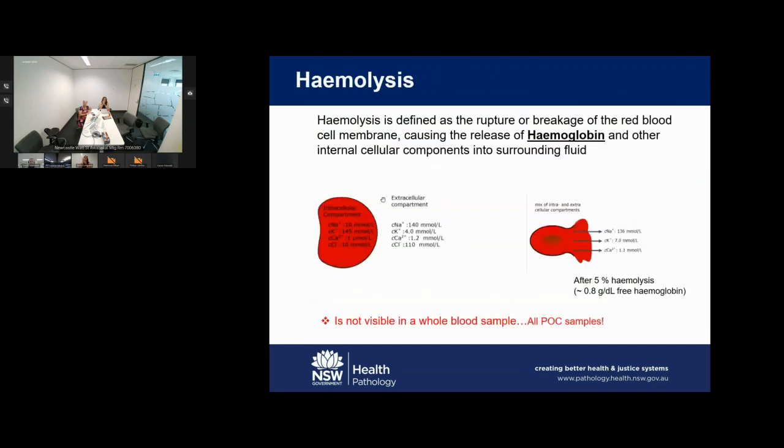And for those that don't know, hemolysis is defined as the rupture or breakage of the red cell membrane, and when that happens it causes the release of hemoglobin and other internal components into the surrounding fluid. That then affects a number of our analytes that we test routinely, and 2 of those are potassium and troponin, which are quite affected by any level of hemolysis. But certainly if it's a high level of hemolysis, you can see troponin levels falsely elevated.